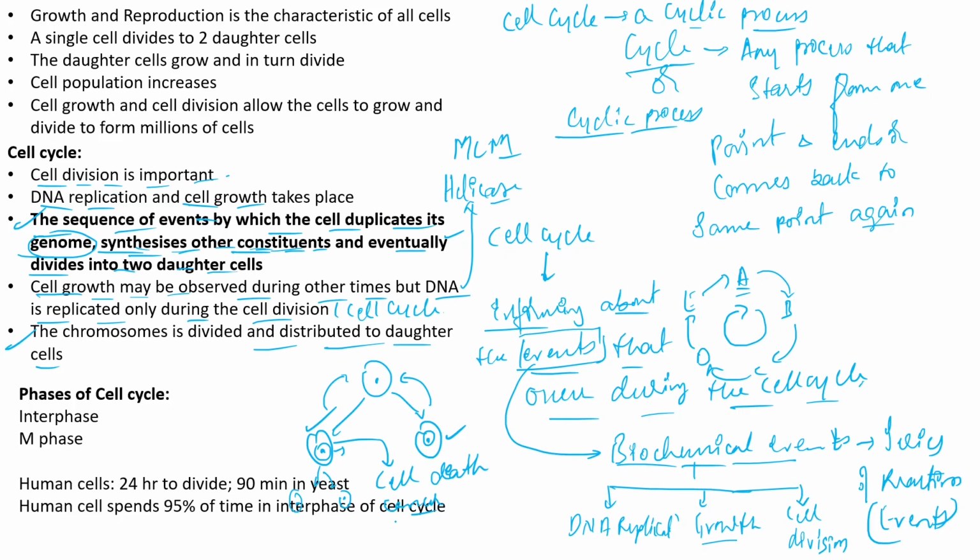Now moving on, let us look into the different phases of the cell cycle. What are the different phases or stages of the cell cycle? You see that the first phase is called the interphase, and next is called the M phase. The M mainly stands for the mitotic phase.